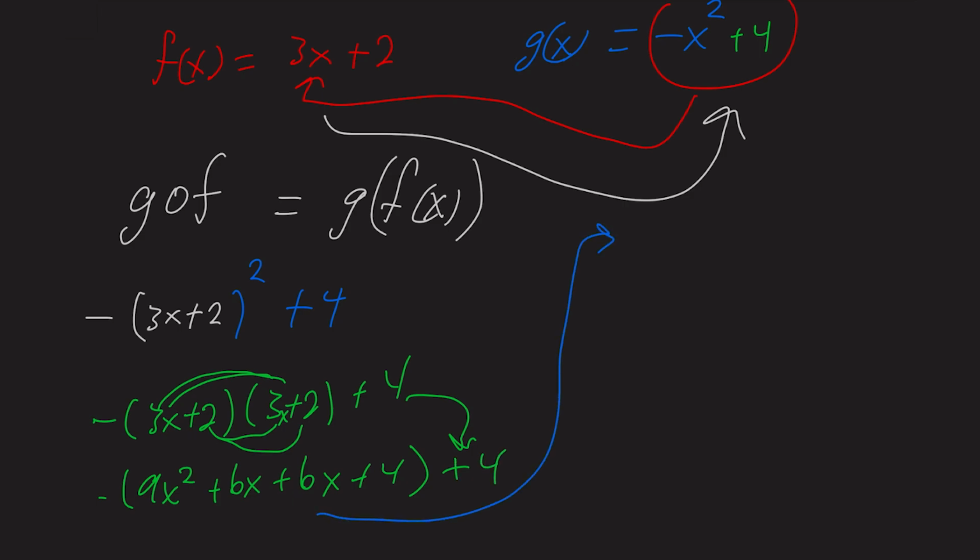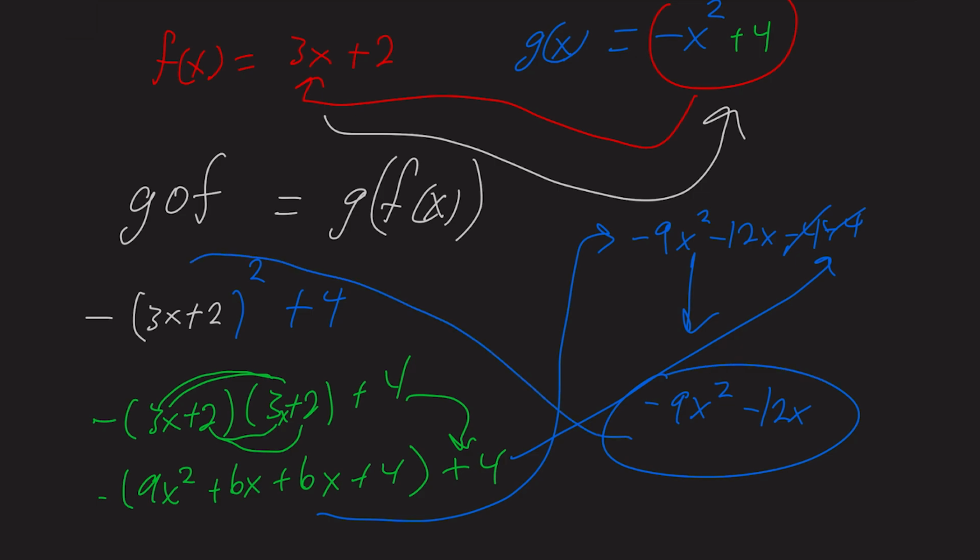So now let's bring this up. That becomes a negative 9x squared minus 6x minus 6x minus 4. And I'm going to combine my two minus 6x's into a minus 12x. And we're going to bring down our plus 4 from before. Okay, so now this negative 4 and this positive 4 cancel out, and my remaining function is negative 9x squared minus 12x. That, my friends, is g of f.